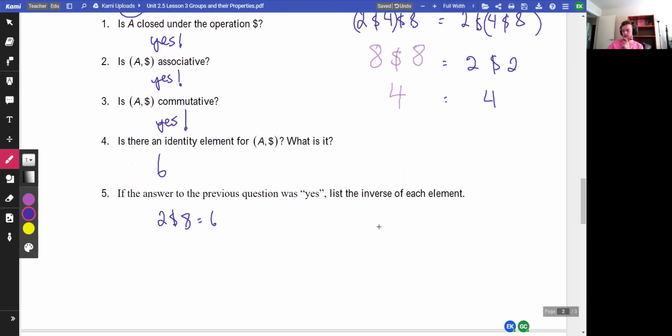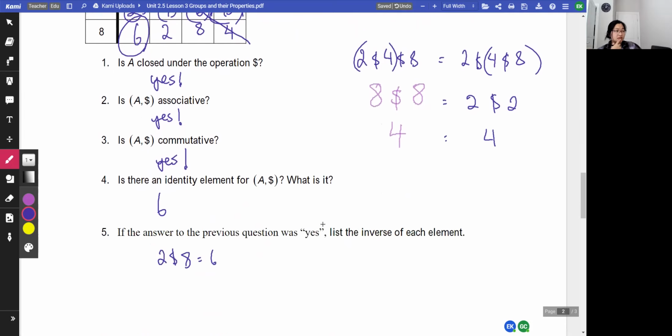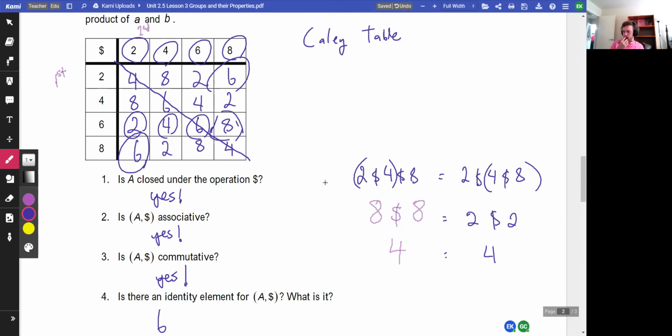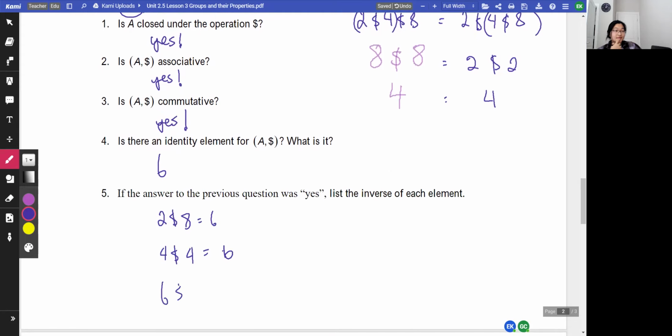Let's scroll back up. What is 4's inverse? 4 star 4 is 6. 4 is its own inverse. And that leads me to believe that 6 is also going to be its own inverse. I think so, because we're left with just 6. 6 star 6 is 6.